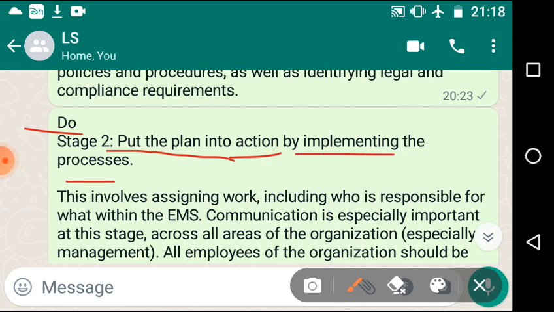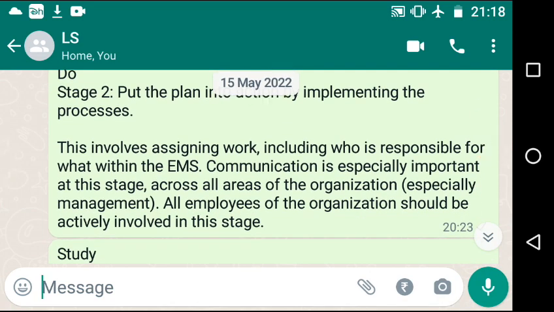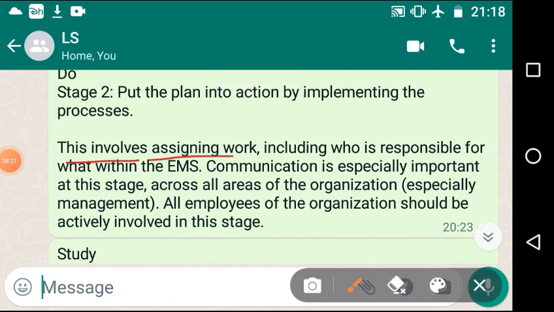Second is do. I am skipping a little bit because it's already become time. You can write only up to this one. This is the main objective of the plan actually.